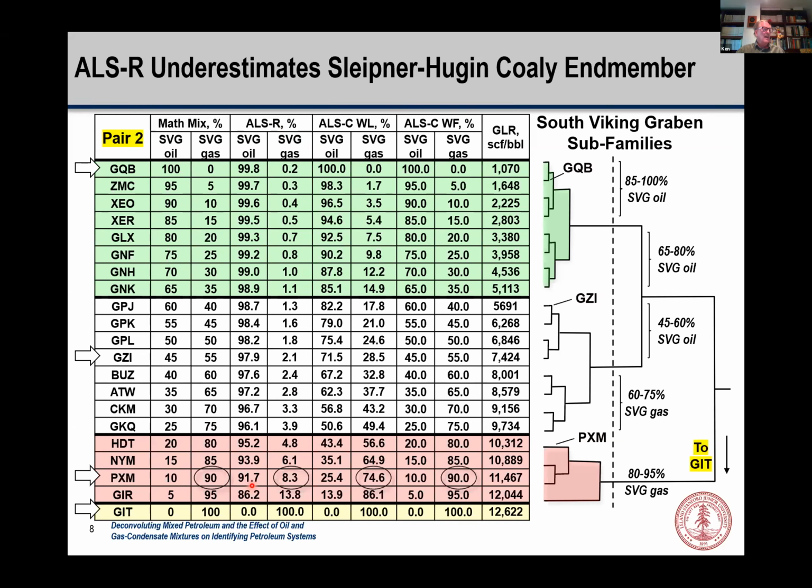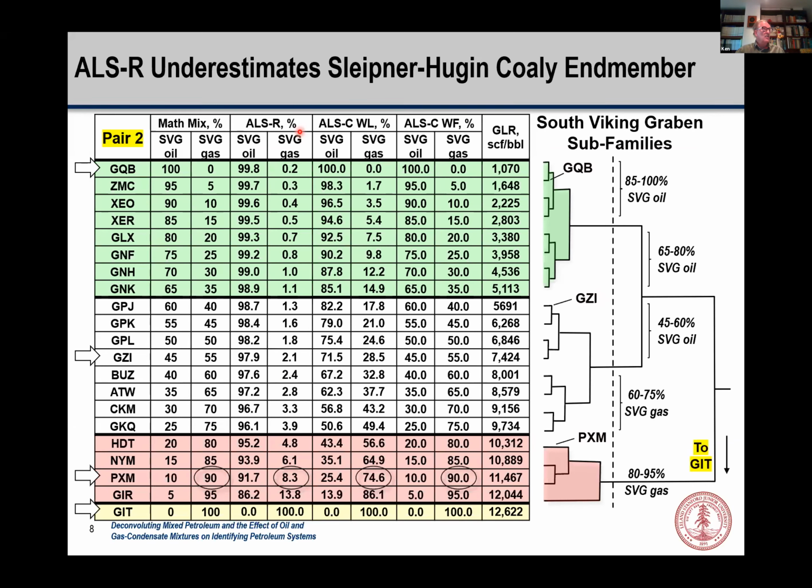And this is the result we get if we do ALS, alternate least squares, of those ratios. And you can see here we have a tremendous error in the calculation of the amount of the Sleipner-Huygens contribution. That's an 80-something, 82% error. So that's a problem. Look at the predicted GLR here for this mixture right here. The gas-liquid ratio is 11,500.